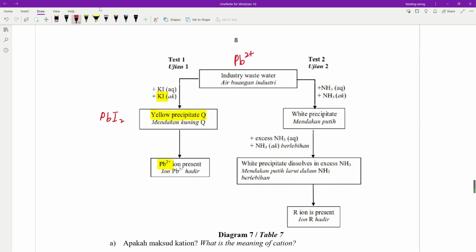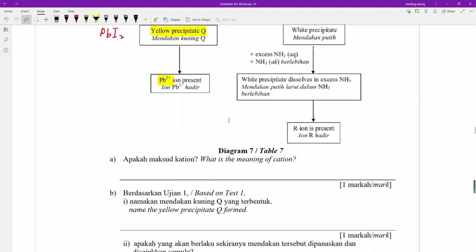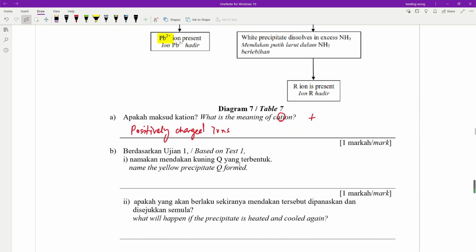So what is the meaning of cations? Very simple, the answer is positively charged ions only. Positively charged ions. Cations, you have the T, right? T like positive. So positive ions. So name the yellow precipitate formed. So give a name. It is lead 2 iodide.